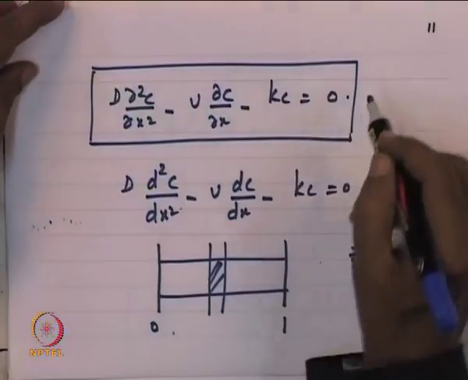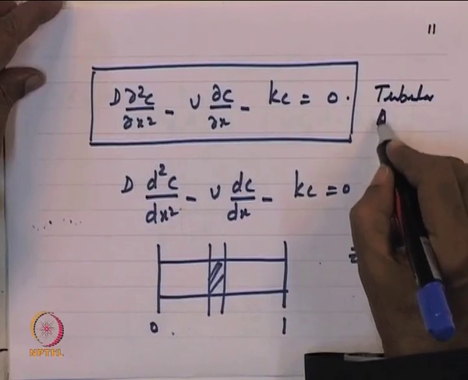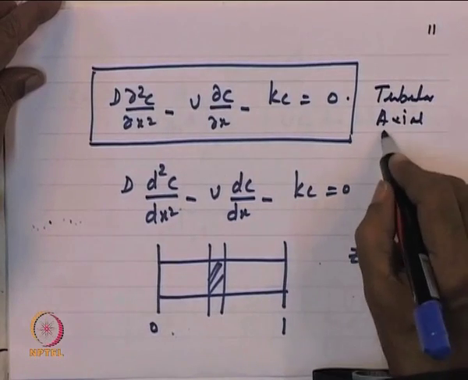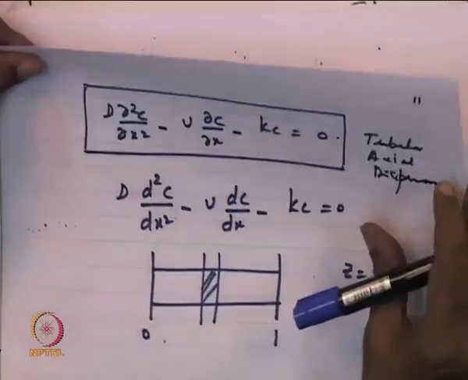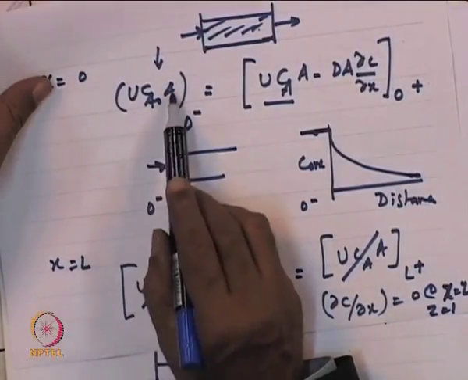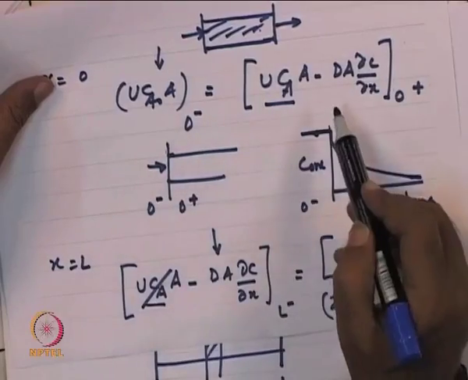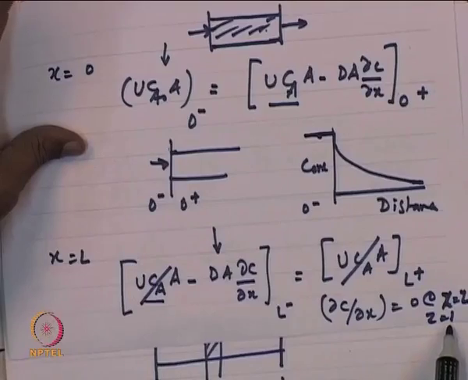So, summarizing this whole thing, what we are trying to say is that our differential equation, d square C, which describes the tubular reactor with axial dispersion, can now be solved with boundary conditions. What are the boundary conditions? One is the flux condition: U C A 0 at 0 minus equal to the flux at the other side. The other condition is del C del X equal to 0 at Z equal to 1.